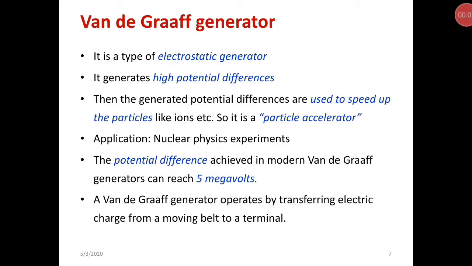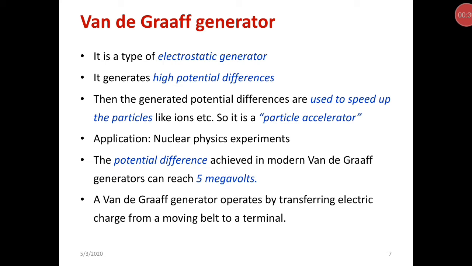Now, the Van de Graaff generator is a type of electrostatic generator. It generates high potential differences. The generated potential differences are used to speed up particles like ions, etc. So it is a particle accelerator.